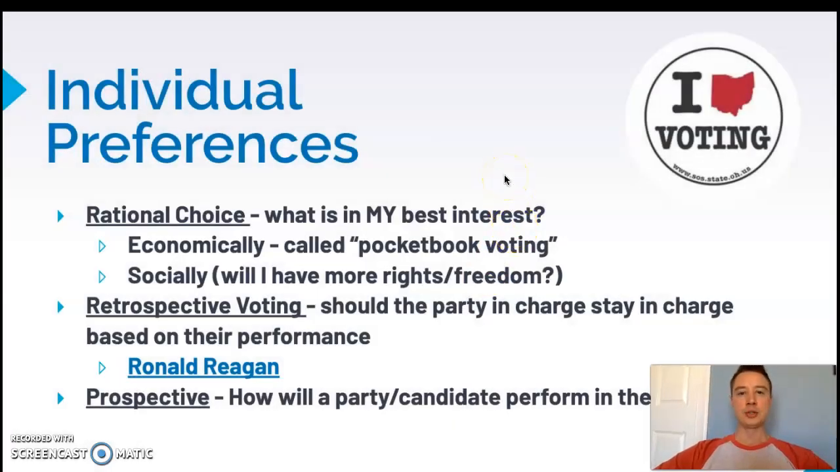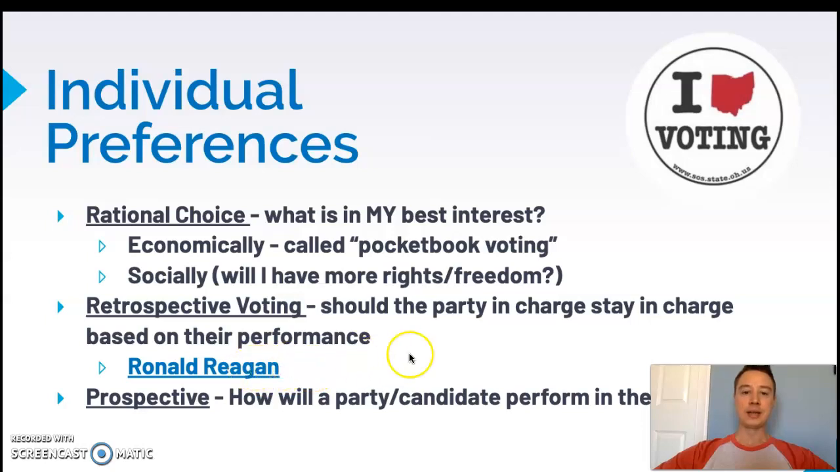The rational choice model is the idea of what's my best interest in voting here? Whose policies will benefit me the most? You can look at it from an economic standpoint, and that's called pocketbook voting. Who gives me the best chance to make money, to do well financially over the next 4 years? You could also look at it from a social standpoint. Which of these candidates is going to do the best in protecting my individual rights and giving me the most freedom?